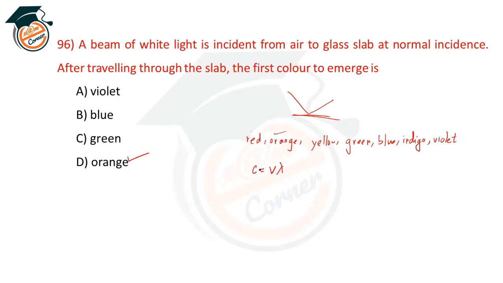So C is constant, meaning the speed of light is constant. So in reflection, since C is constant, I can write C is directly proportional to lambda. Here the wavelength tells us that C is directly proportional to lambda, so that determines which color will emerge first.